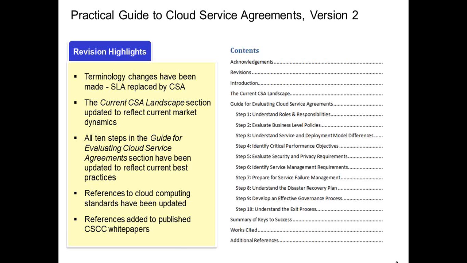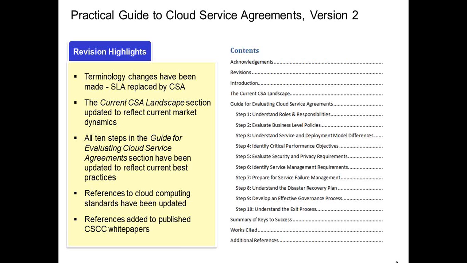The 10 steps that comprise the guide for evaluating CSAs remain the same, but changes were made to each of those steps to reflect current best practices. And then, as you'd expect, references to new cloud computing standards, along with references to several CSCC white papers that were published in the past 2 years, were added as well.